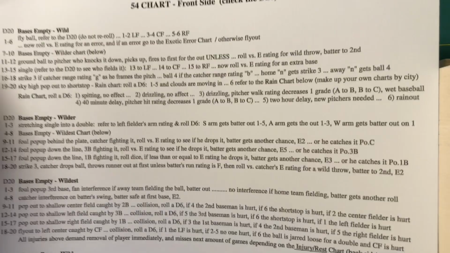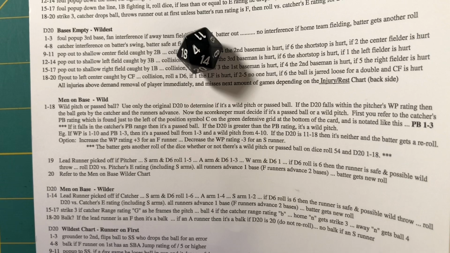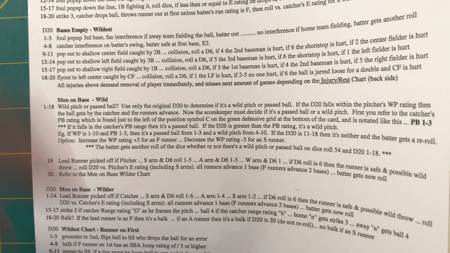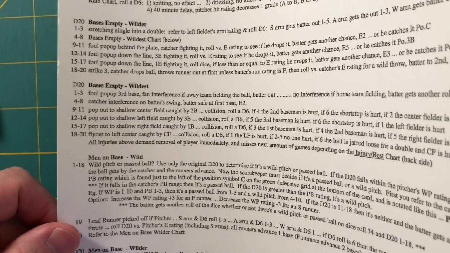We have a man on base. Wild pitch, passed ball. The original D20. I have no idea what that was. We're going to roll it again. Yeah, we'll use the 4. If the D20 falls within the pitcher's wild pitch rating, wild pitch, it does. Purkey's knuckleball gets by Roseboro.